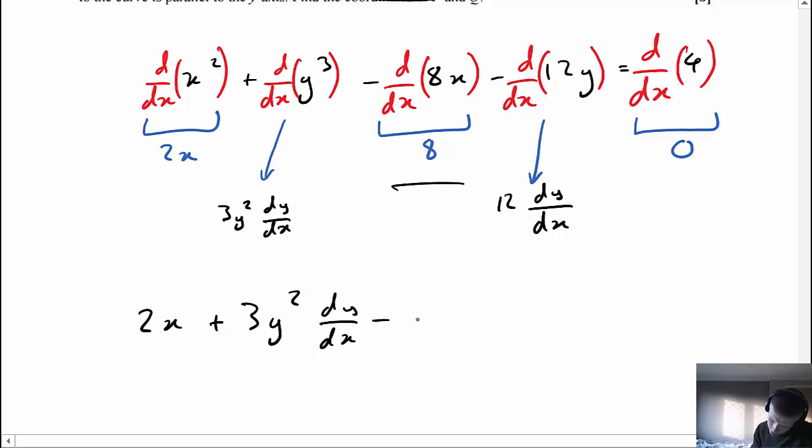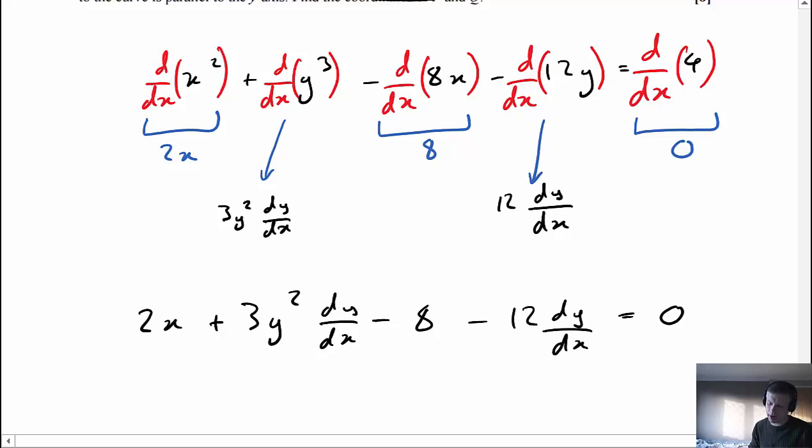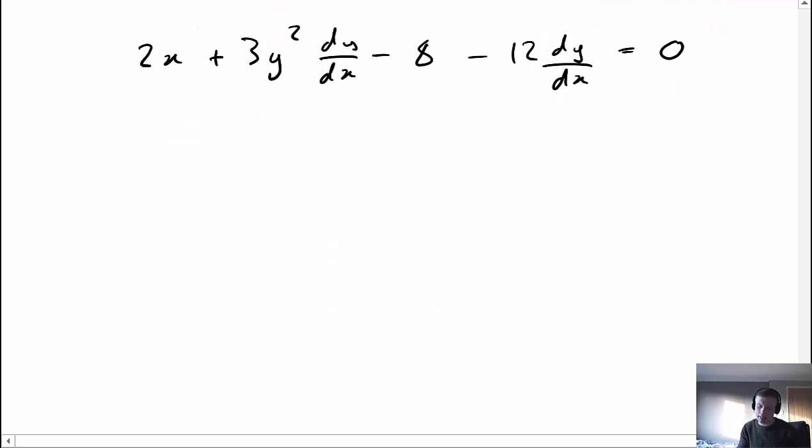Okay, my third term is then minus 8. Okay, my fourth term is minus 12 dy by dx. Okay, and then I've just got equals 0 over the right-hand side, okay? So I've just literally differentiated that thing. But remember, when you differentiate it, you want dy by dx equals stuff on the right-hand side, okay?